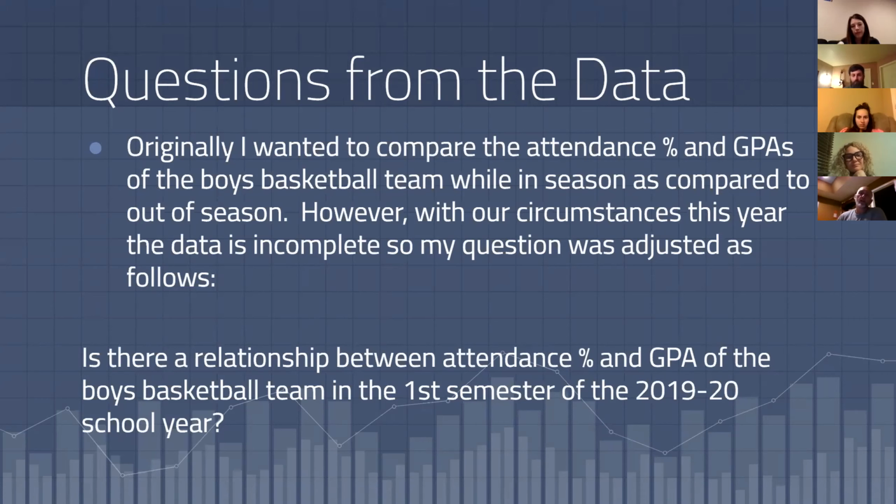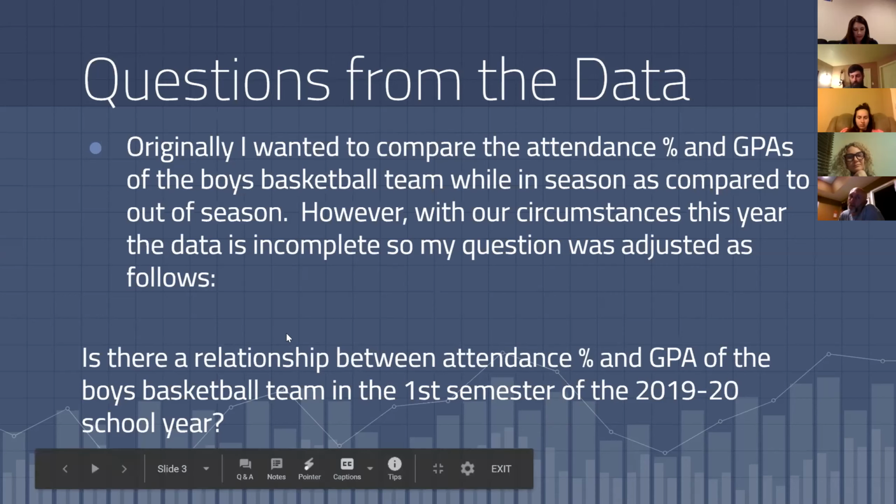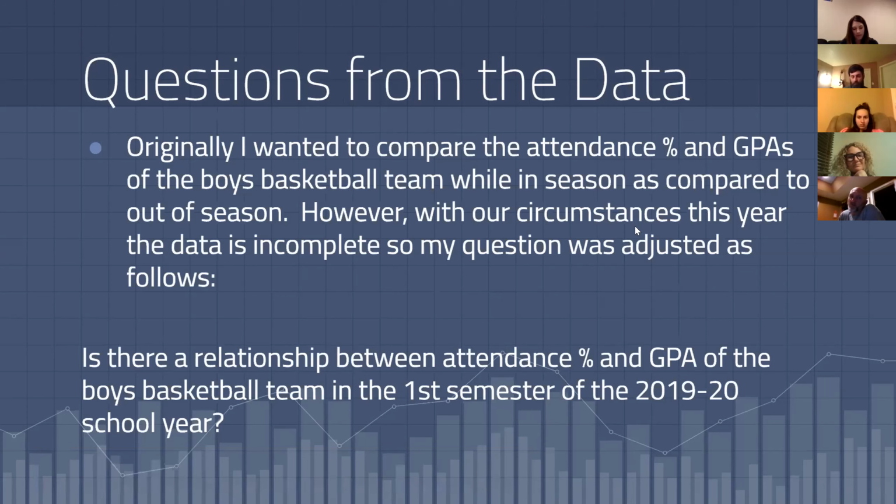So my assumption was that first semester data was going to be higher or have a more positive correlation than the second semester data, because that would be post-season, and that particular time wouldn't necessarily determine their eligibility because the season would have already ended. Obviously, with where we're at, I was unable to complete that data. So I changed my question just to see if there was a relationship between attendance percentage and GPA in the first semester.